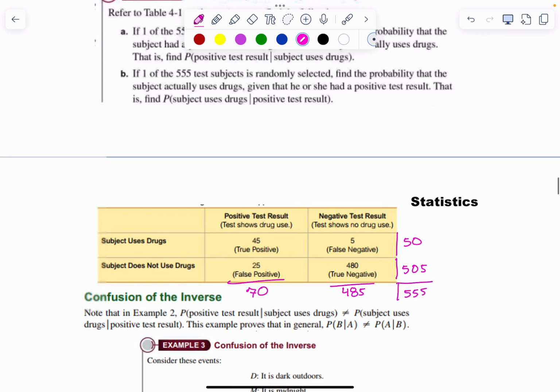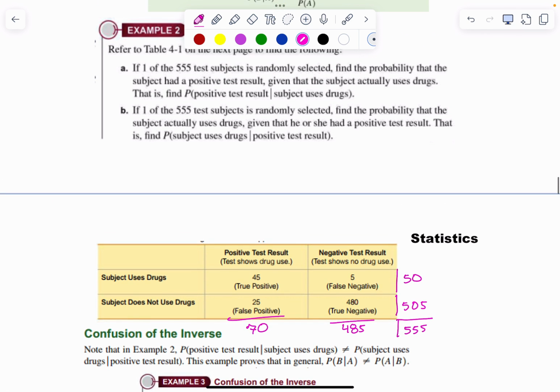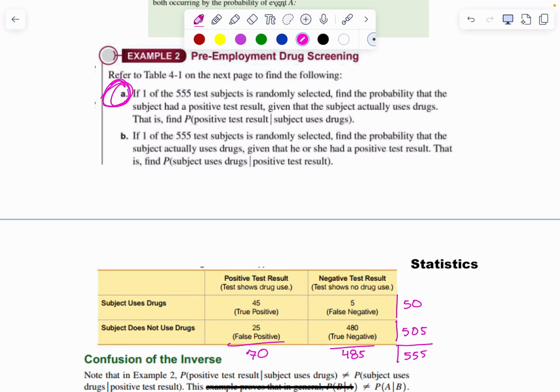Okay, now, here we go. I'm going up to part A. Sorry that these are not on the same page. I apologize, you're going to have to flip back and forth. I'll keep my table up here if you don't want to have to flip, okay?